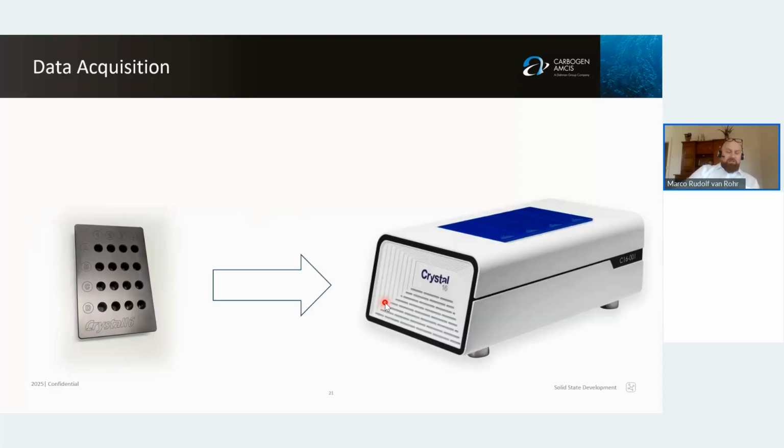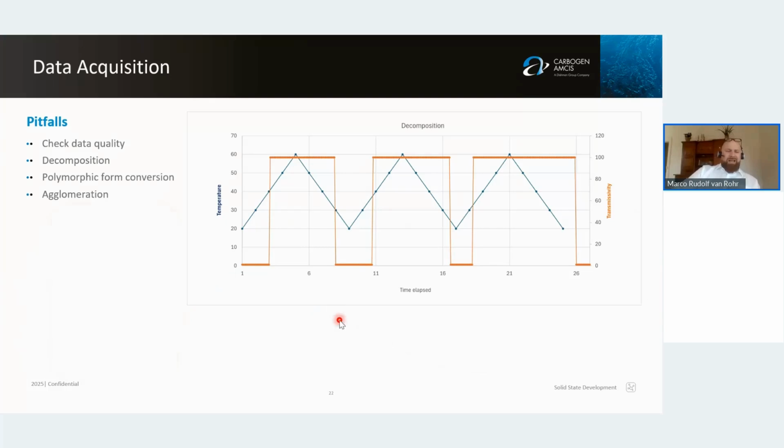For data acquisition, you have now prepared 16 samples, and you will put them in your Crystal16 device. Sometimes it comes with a couple of pitfalls, so you have to check your data quality before you start processing it. For example, you can have decomposition. So this in orange, we have the transmissivity data, and in blue, the temperature data.